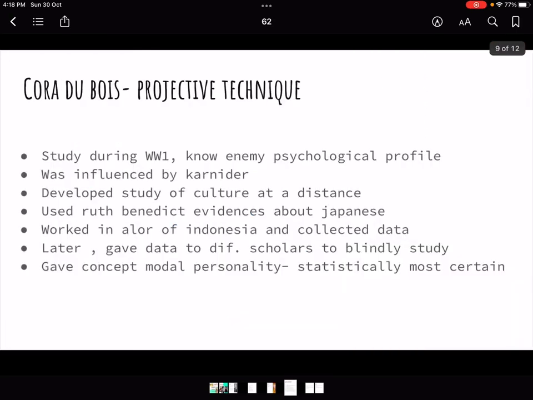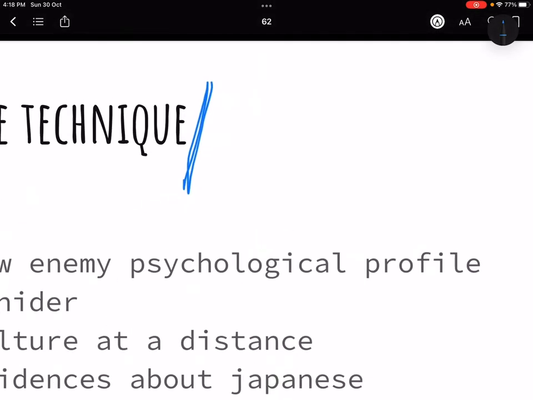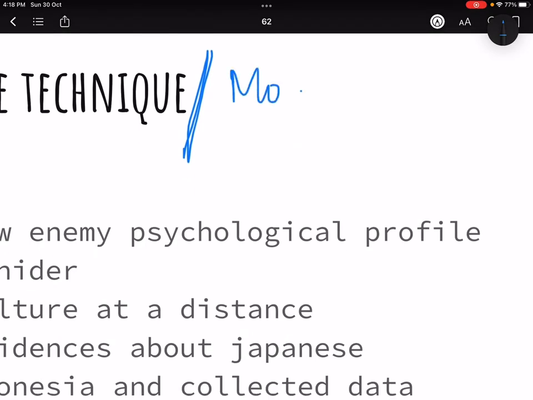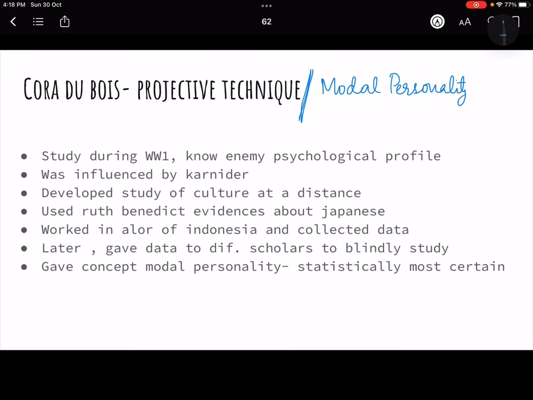So let's move further with Cora Du Bois, and she would be the last person in our culture personality school. So she gave two very important things. I'll just write it here. One was the projective technique, and one was model personality. So these were her two very important contributions.